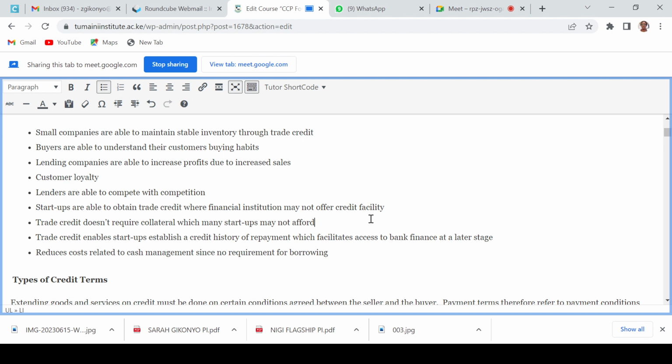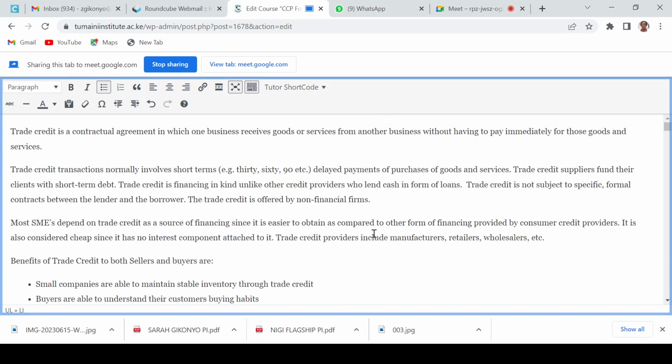Utapata mtu ako na biashara yake inaendelea vizuri, na ukimuuliza nakwambia mimi sina loan na bank. How comes hana loan na bank? Na hiyo stock yake ni kubwa. Hiyo stock most of the time belongs to the manufacturers, to the distributors, wale wanamuzia hiyo mali. Because we said trade credit involves short term, we say 30, 60, 90 days.